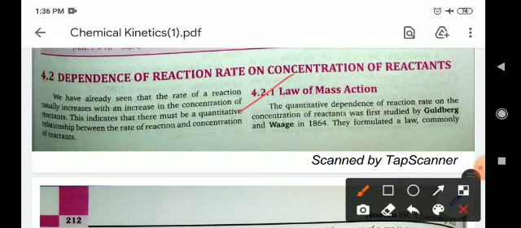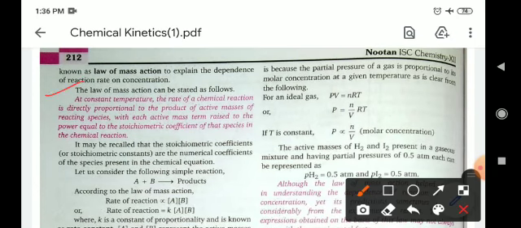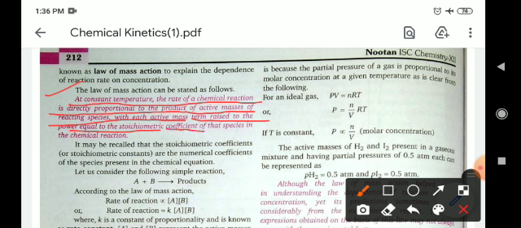Law of mass action. The quantitative dependence of reaction rate on the concentration of the reactant was first studied by Goldberg and Waage in 1846. According to them, the law of mass action can be stated as follows: at constant temperature, the rate of a chemical reaction is directly proportional to the product of active masses of the reacting species, with each active mass term raised to the power equal to the stoichiometric coefficient of that species in a chemical reaction.